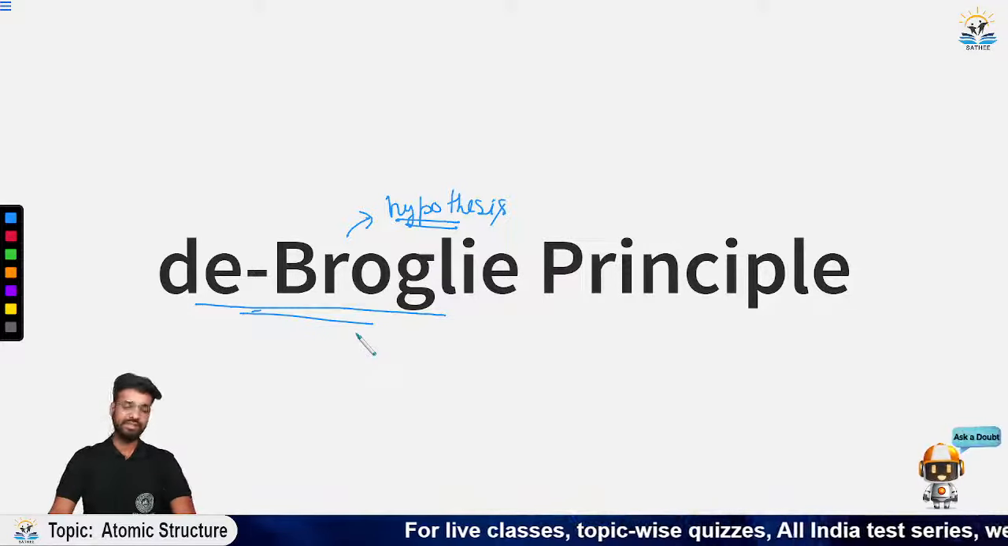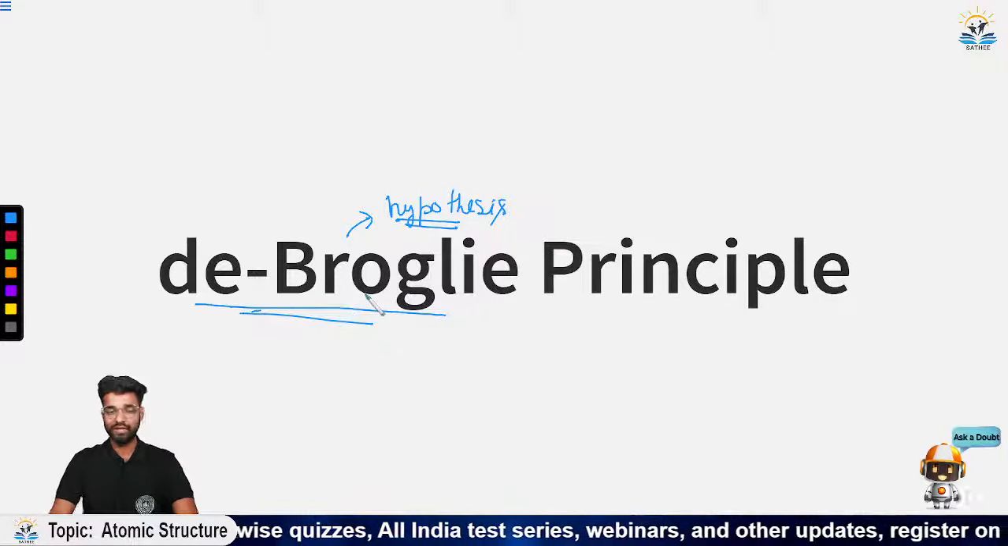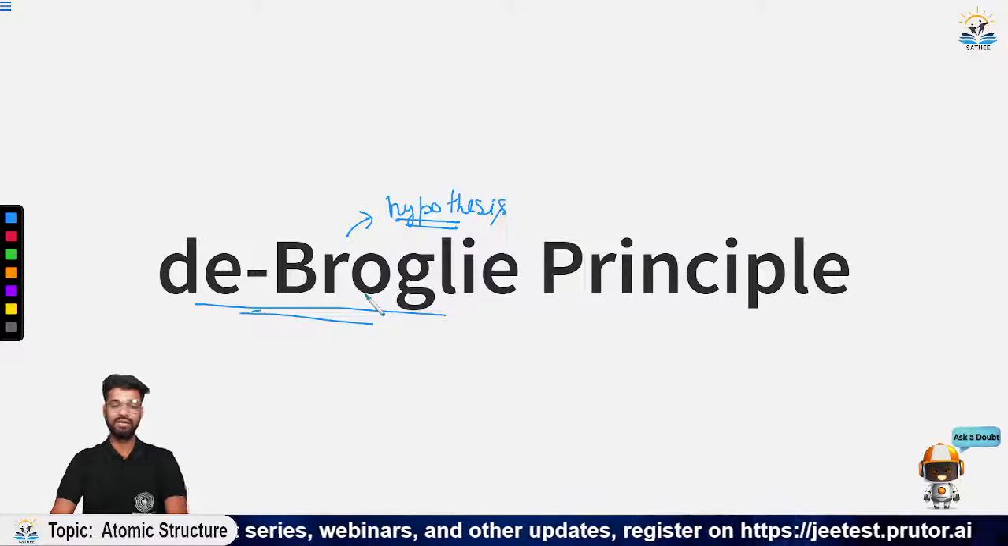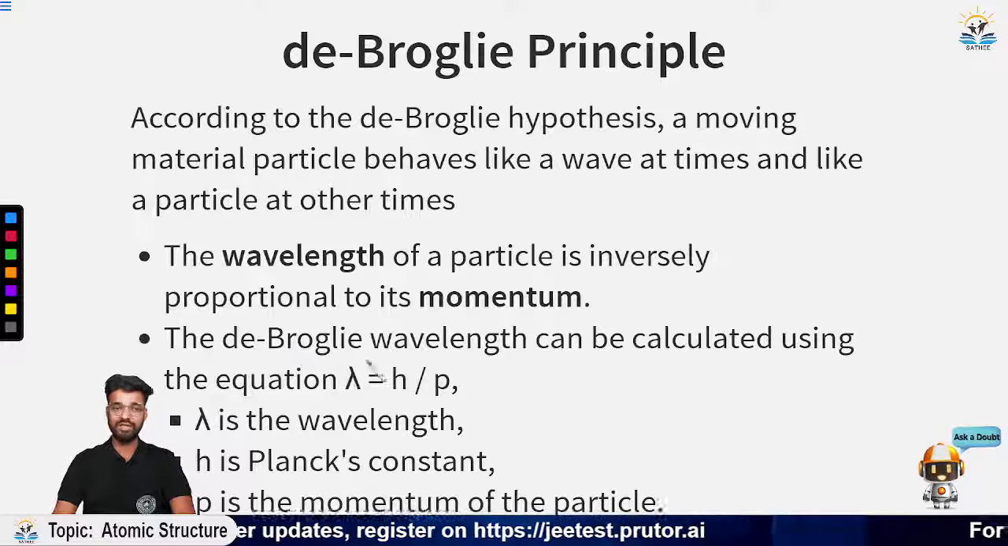Let me tell you an interesting thing: de Broglie was not a physicist or a chemist. He was a historian, but still he gave that hypothesis, and this hypothesis came to be magical in the coming centuries. So, what does this hypothesis say?